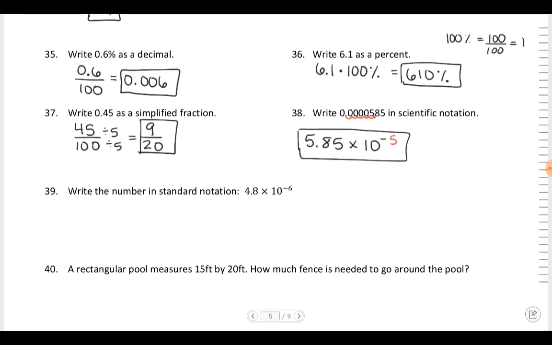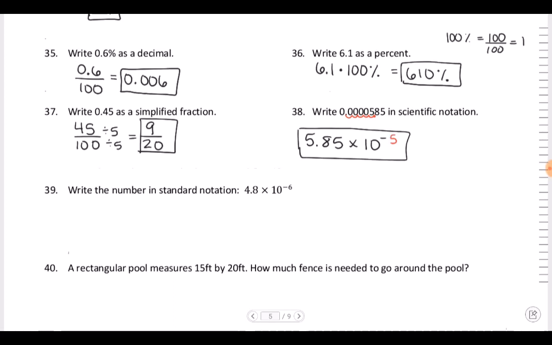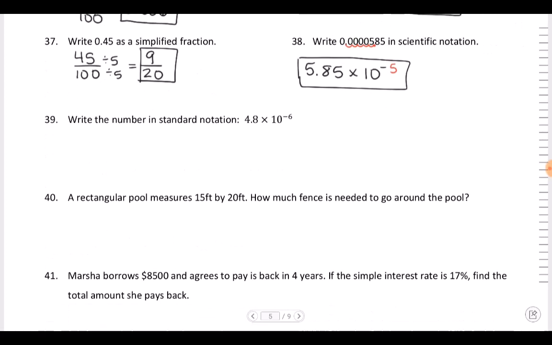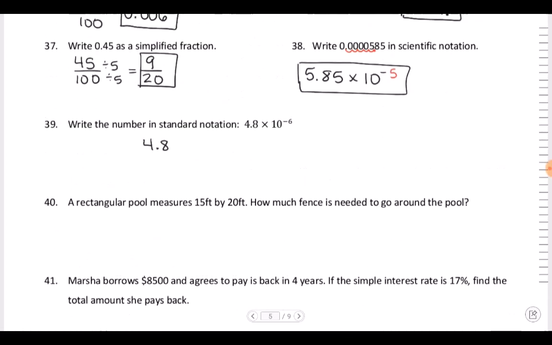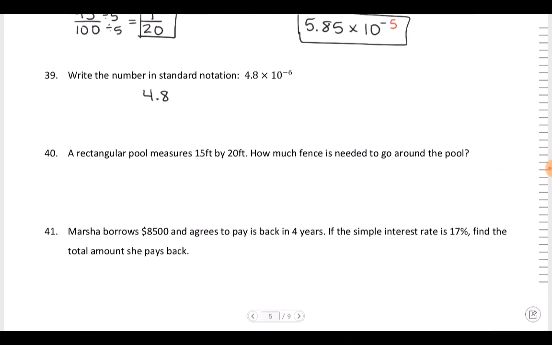Okay. All right. Number 39 says to write in standard notation. So I have 4.8 and I'm multiplying it times 10 to the negative 6th. Well, since it's negative, that means my original number must be smaller. And so if my original number is smaller, then I need to move my decimal 6 places to the left. So 1, 2, 3, 4, 5, 6.